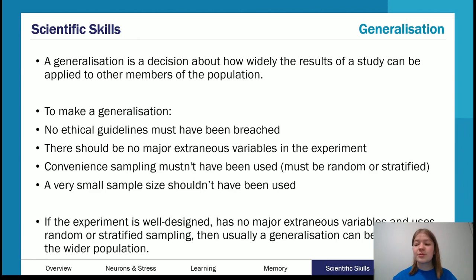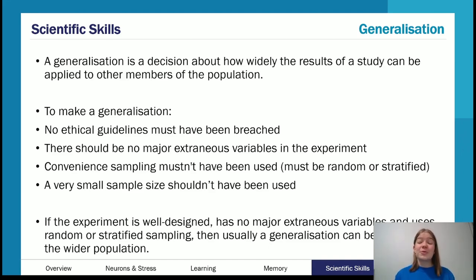Okay, so you've got your data, you think you know what your results mean, and then you want to ask, does this just tell me about the sample I investigated? Or can I take the results from this sample and say that they apply to the population I was interested in? So in order to make a generalization, if you haven't breached any ethical guidelines, you haven't had any major extraneous variables that could be reducing your validity because they're providing an alternative explanation instead of your independent variable being responsible for the changes, and you think you've got a representative sample, then you might be good to go.